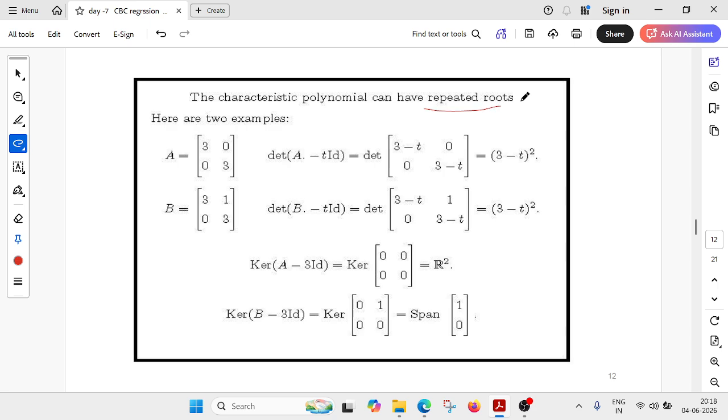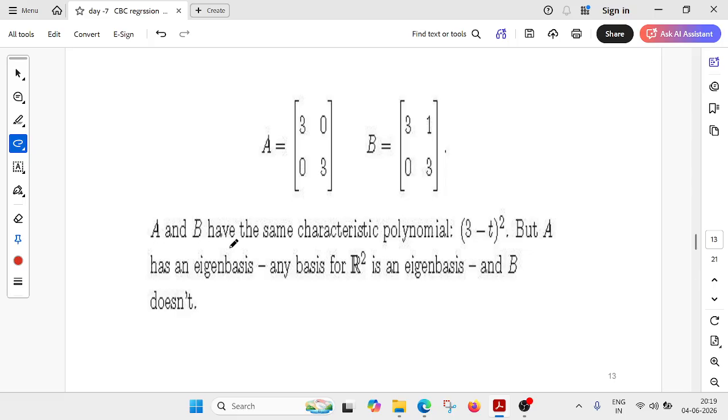Now repeated roots, this is the third case. Say I have taken this example. Our concentration is on algebraic multiplicity and geometric multiplicity of the lambda values. A and B have the same characteristic polynomial, but A has an eigenbasis, any basis of R squared is an eigenbasis, and B doesn't. Here you are getting the basis, but here you are not getting it.